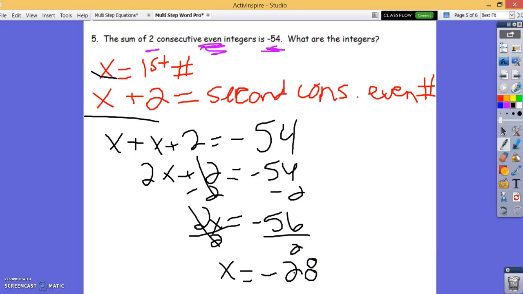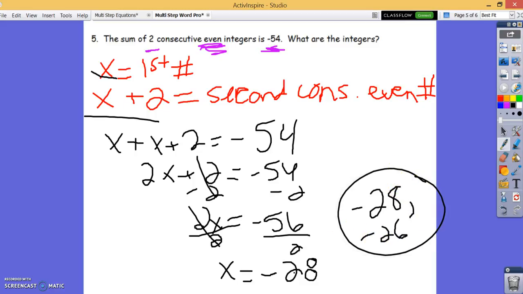Now, what I need to do is figure out what the next consecutive integer is. Think about it on a number line. We're going up, positive in the direction, 2 in the direction towards 0. So it's -28 and -26. Now, if you're not sure that you got the right answer here, what you can do is add them up. -28 plus -26 is -54. So we know we got the right answer.